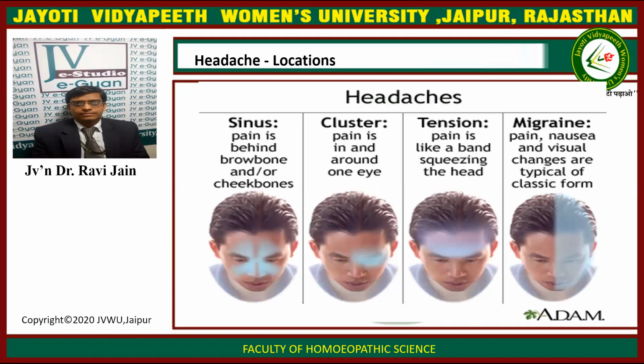Now this is the site. कैसे आप site के according पता लगाते हैं? Headache, sinus pain behind the brow bone and the cheekbone. So sinusitis है. Cluster headache on one eye, tension headache frontal होता है, one-sided headache होता है. So depending upon the location, you can have a proper idea about headache.